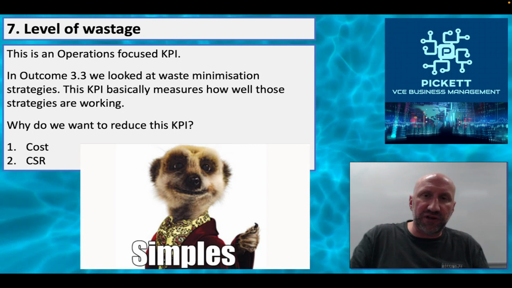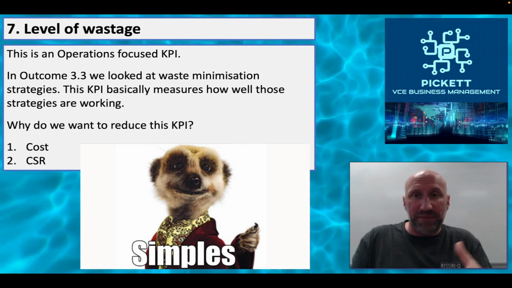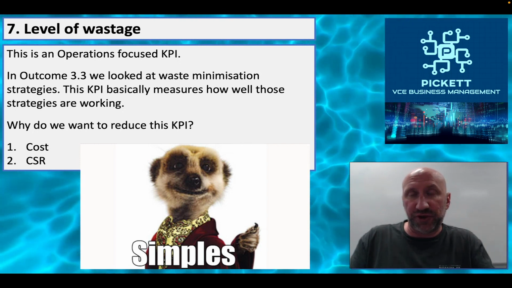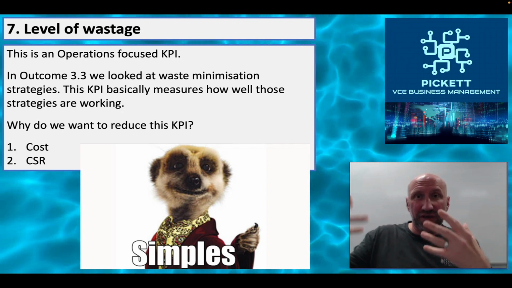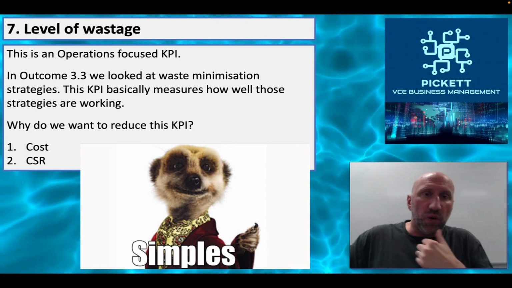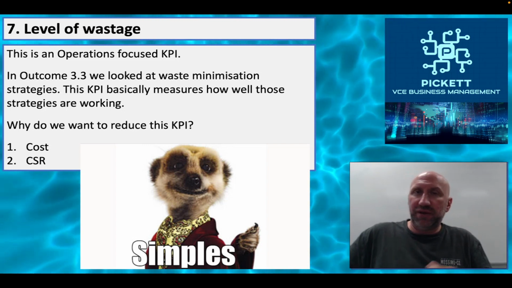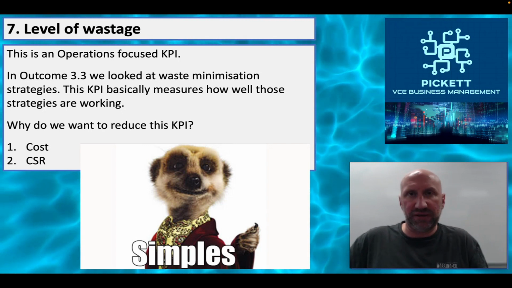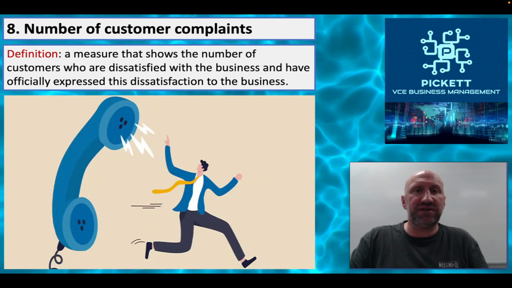So in Outcome 3.3, we looked at waste minimization strategies. So basically, this KPI measures how well those strategies are actually working. If we're doing lean management or the 3 Rs, this will give us a measure of whether these strategies are working. Why do we want to reduce wastage? Number one, cost, and number two, corporate social responsibility. Okay, nothing new there, just reframing it in this context.